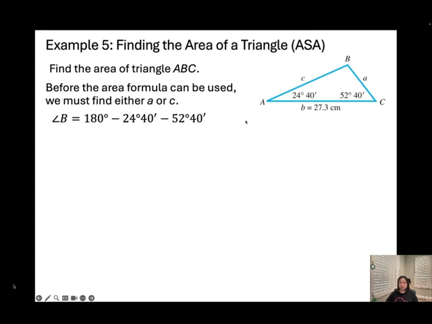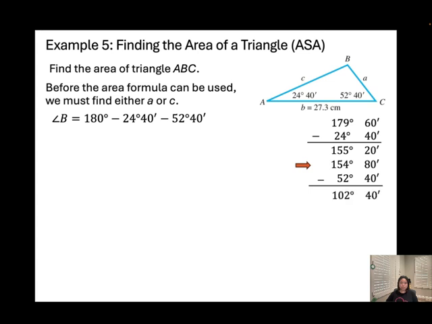Okay, I try to calculate it with the vertical form here. 180, I'm going to borrow 1 degree for the minutes. So that will be equal to 179 degrees and 60 minutes. And then we're going to subtract 24 degrees, 40 minutes. Do your math, you should get this. And then you're going to subtract this guy. But we do have 40 minutes and we do have 20 minutes. So we may want to borrow 1 degree from here. Okay, I borrow 1 degree from here. Make it 80 minutes and 154 degrees. Now we could subtract this guy. You should get 102 degrees and 40 minutes. So that will be my angle B.